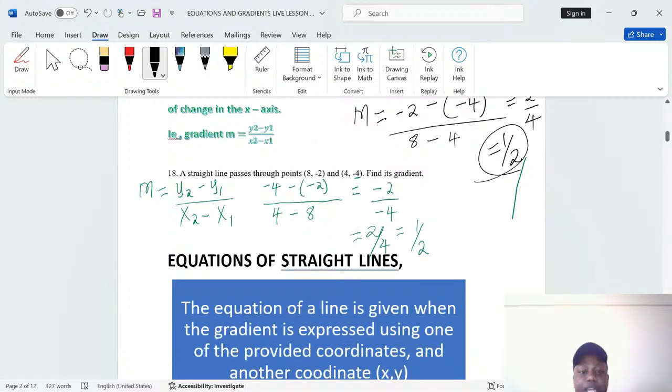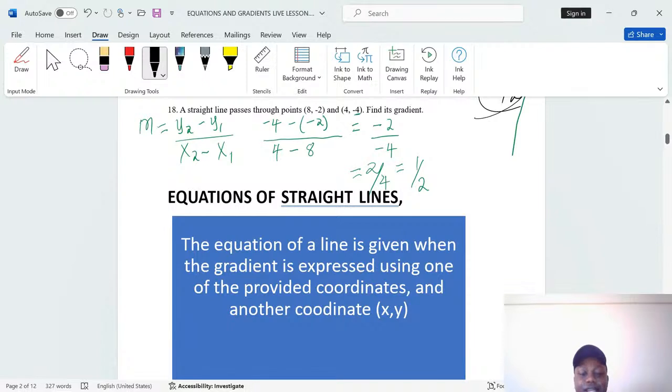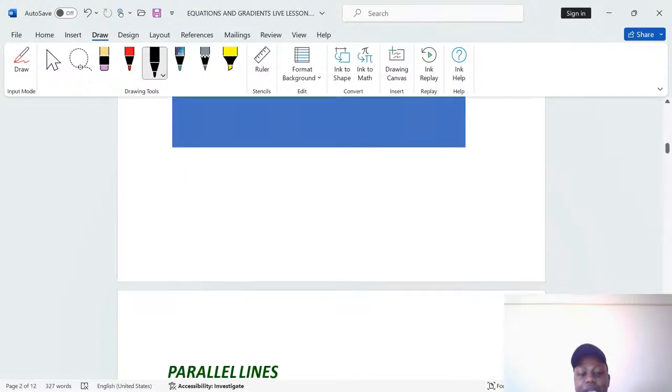I want to mention something about the equations now of straight lines. For us to get the equation of a straight line, we just need to pick the gradient of the line, and we express the gradient using one of the provided coordinates. Then we let another coordinate be (x, y). So the equation of a line is given when the gradient is expressed using one of the provided coordinates, and another coordinate is let to be (x, y).